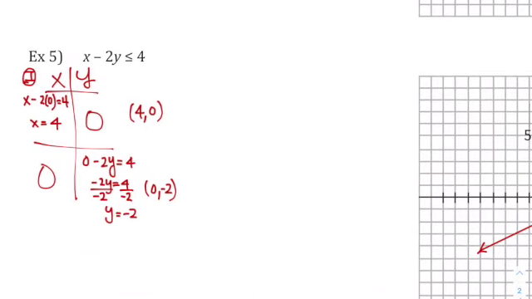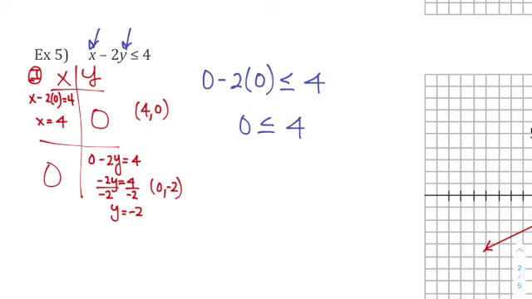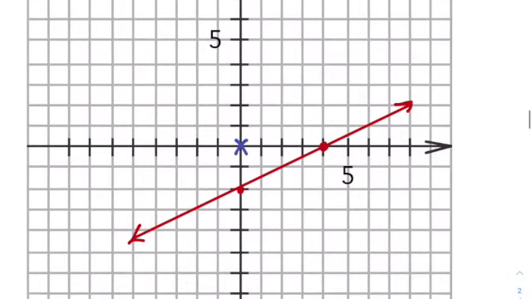So in this case, that's going to be 0 minus 2 times 0. Plug into here, plug into here. Is that greater than or equal to 4? Is 0 less than or equal to 4? And the answer in this case is yes. So therefore, the answer you have here is yes.